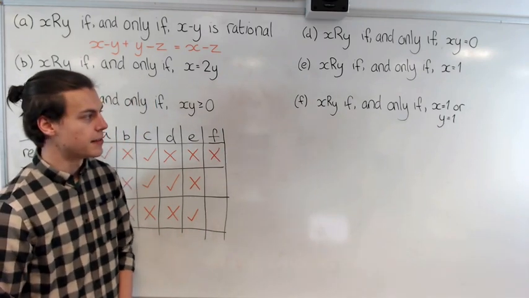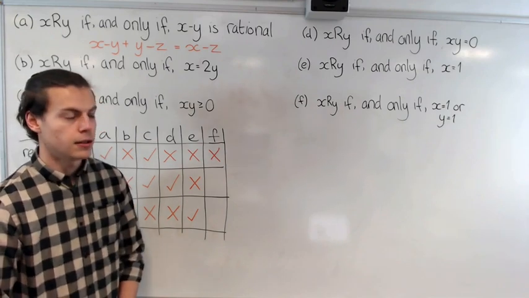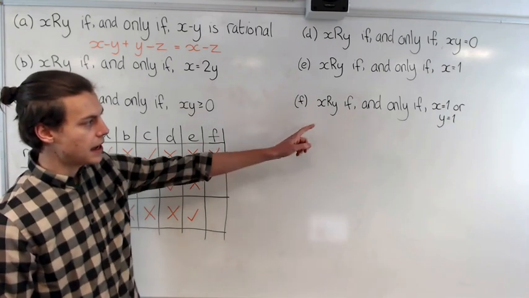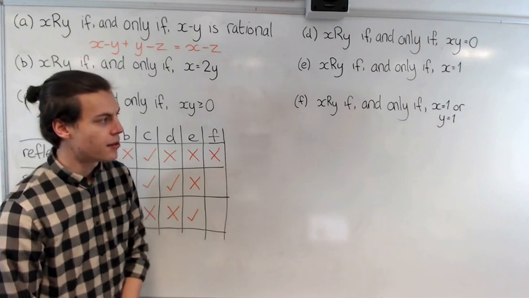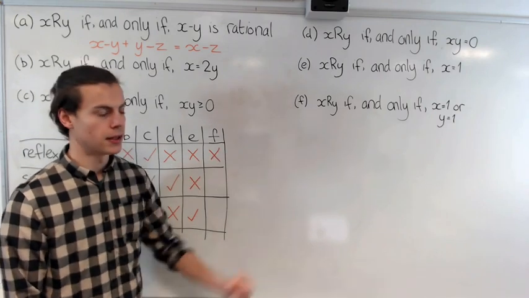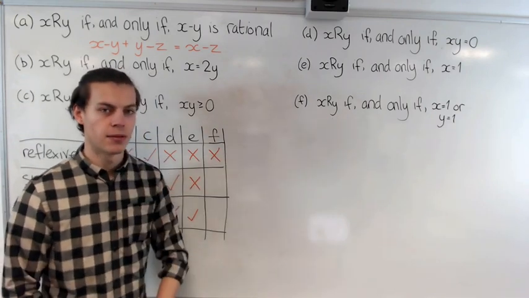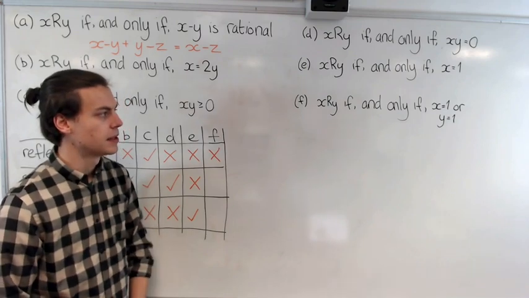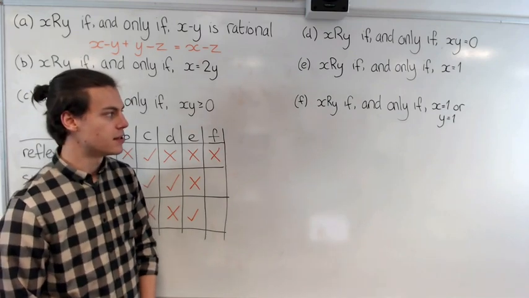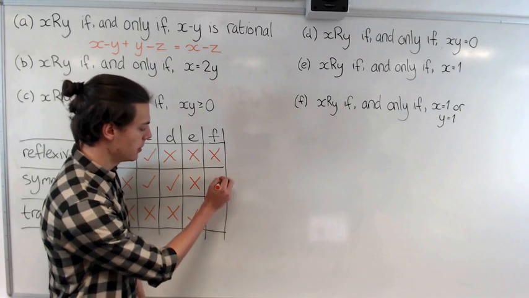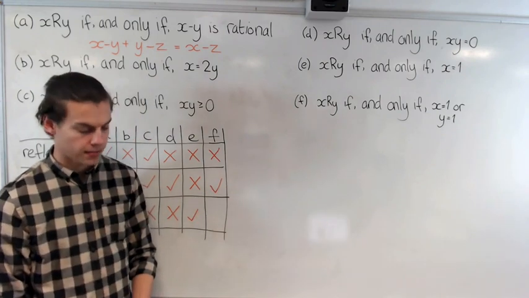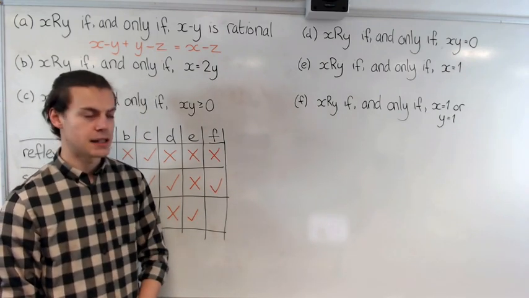Is this relation symmetric? Yes. Well, if x is related to y, then either x is 1 or y is 1. So flipping them around won't change that fact. And y will be related to x. Yes, this is symmetric.